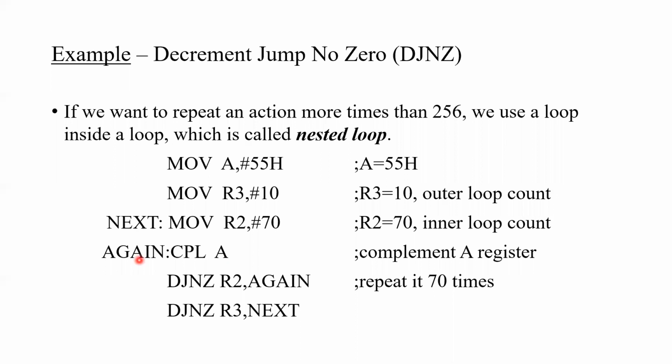How many times will this set of instructions be executed now? 70 times. That's the reason we have given it as decimal, so that we can easily understand how many times this loop has executed. The set of instructions is executed 70 times.